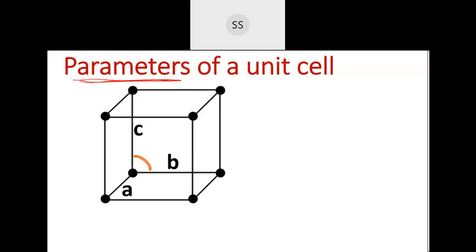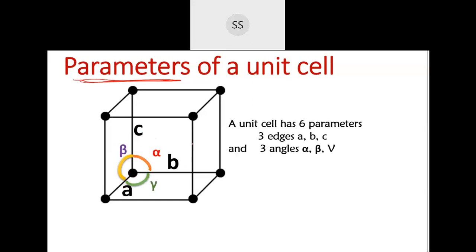Second one is the angle. The angle between B and C is called alpha, between A and C is called beta, and the last one, between A and B, is called gamma. So these are the two parameters. One is dimension and the other one is angle. That decides the unit cell. Depending on these, you will get different kinds of unit cell.